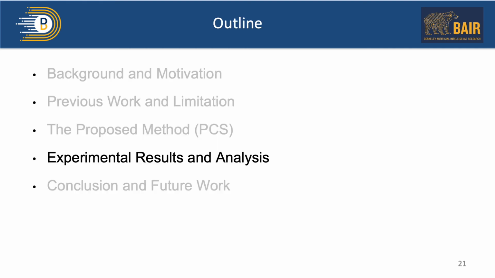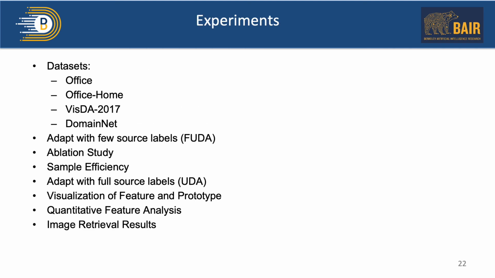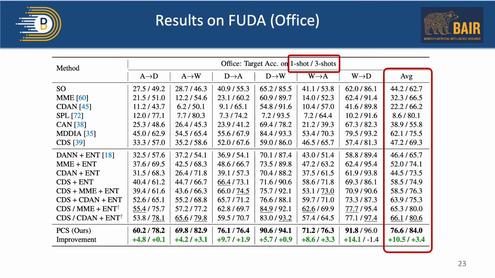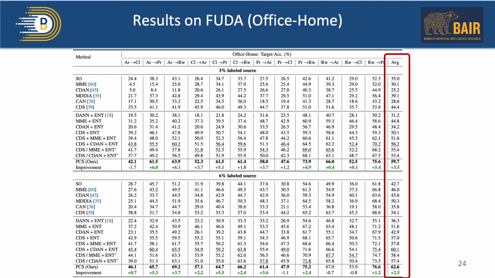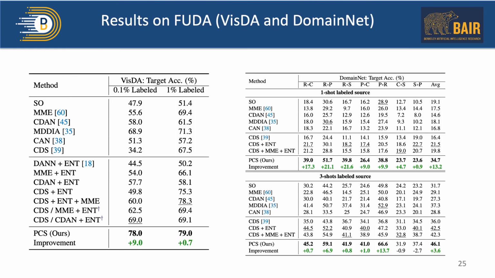Next, experimental results and analysis. We conduct experiments on 4 standard benchmarks with few labels in source and perform various analyses. On Office, with 1-shot and 3-shot labels per class in source, our method outperforms the previous best by 10.5 and 3.4%. On Office-Home, with 3% and 6% labeled source per class, our improvement is 3.5 and 2.5% respectively. Under different settings on VisDA and DomainNet, our improvement is 9.0, 0.7, 13.2, and 3.6%.